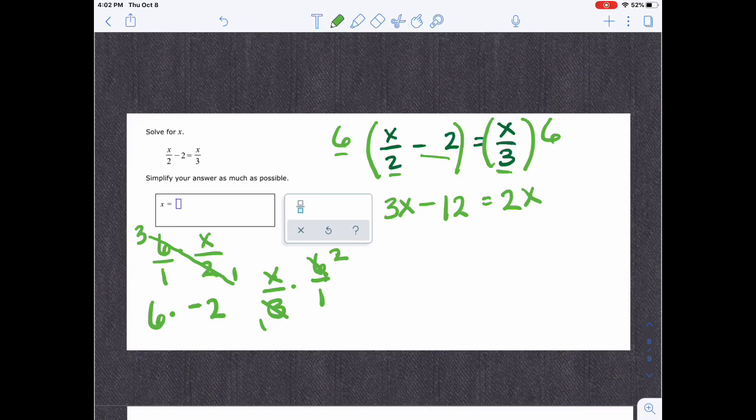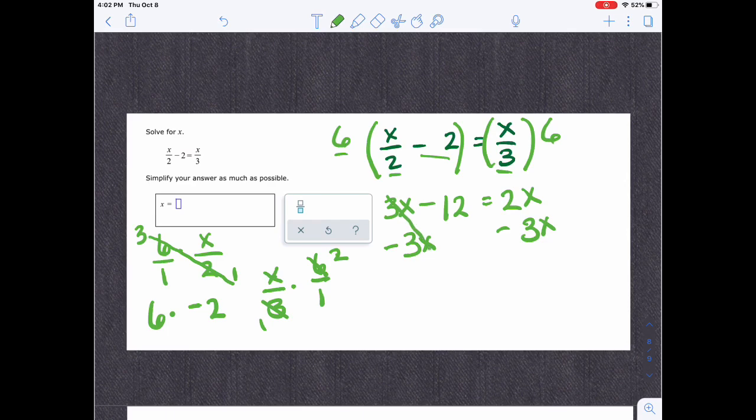And so you might be inclined to say minus the 2x, but then you're going to have 0 on the right. So let's minus the 3x over here. It doesn't hurt anything if you have 0 on the right. You're just going to have to add the 12 and it'll all be fine.